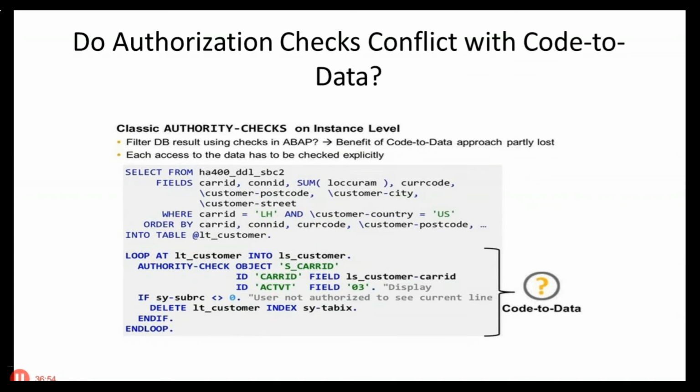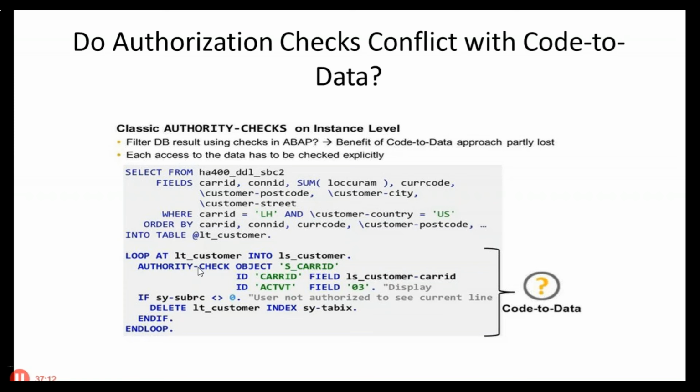Now this is a DCL, guys. DCL code. DCL means data control language. So now what we are doing here is writing a classic authority check on instance level. So we have authority checks.